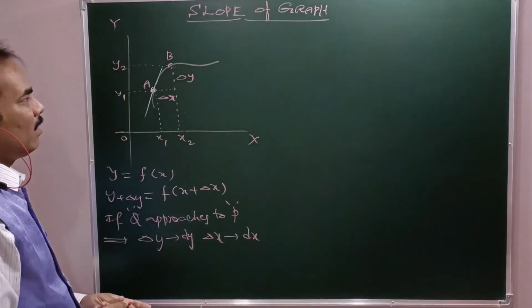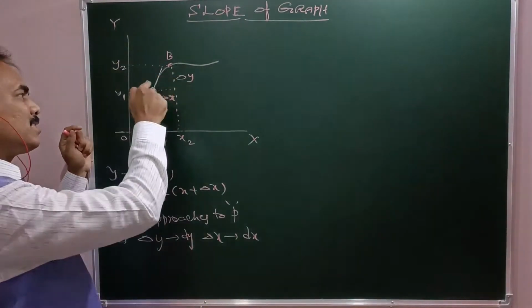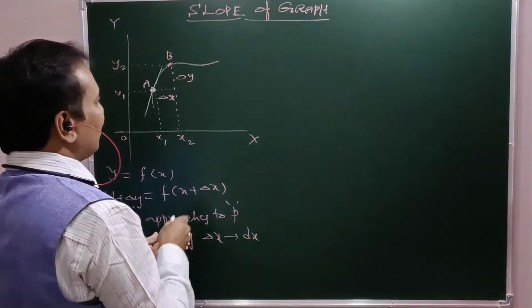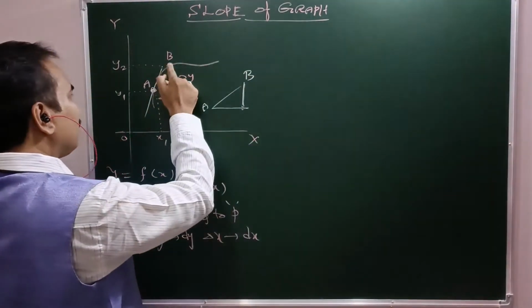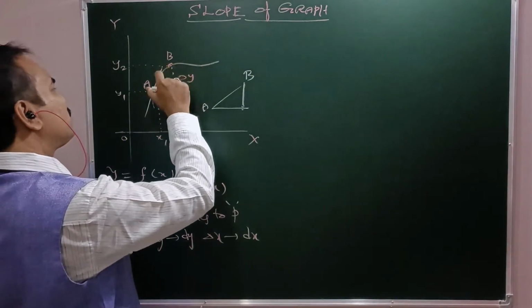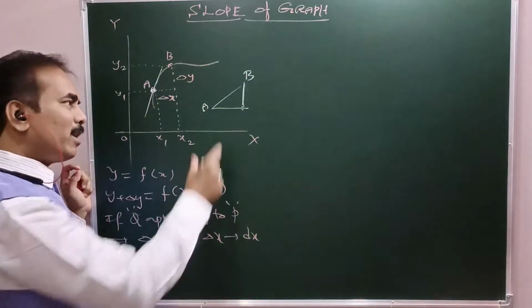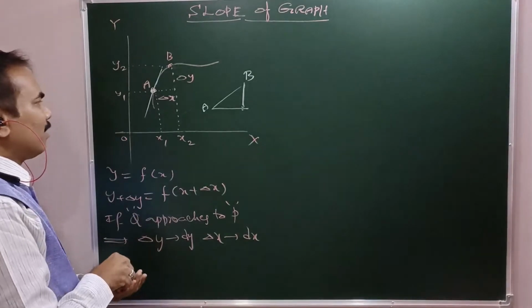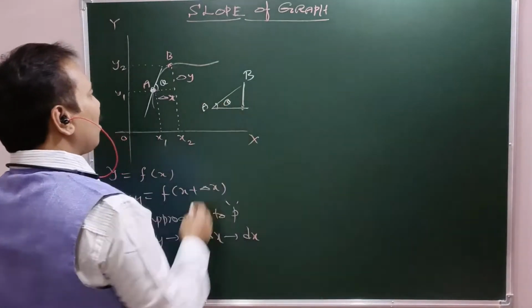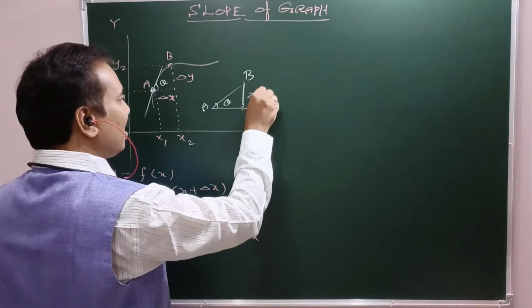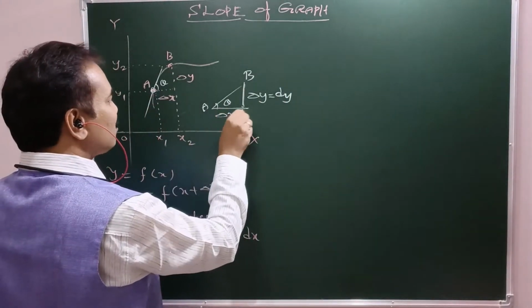Now, as B approaches A, almost this curve becomes straight, so you can get a triangle like that. This is A, this is B. In fact, this is somewhat of a curved shape, but as B approaches A, the curve becomes a straight line. If I take some angle theta here, then here also theta. Now this side is delta y, which becomes dy, and this is delta x, which becomes dx.